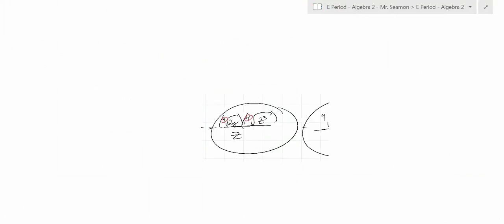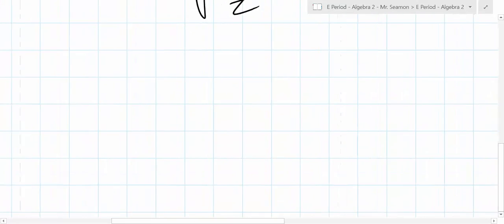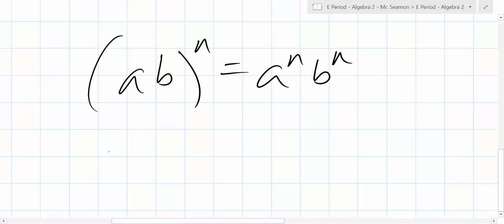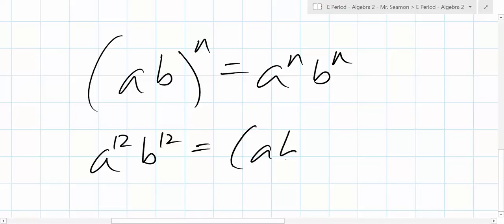The reason you can do that is there's an exponent rule that says a times b to the nth power is a to the n times what? B to the n. But that works both ways. So if you had a to the 12th times b to the 12th, what does that equal? ab to the 12th, and it could be a fractional power. The same rules apply. Everything is a fraction because it could be over 1.